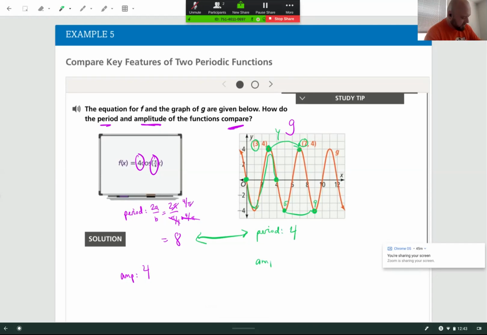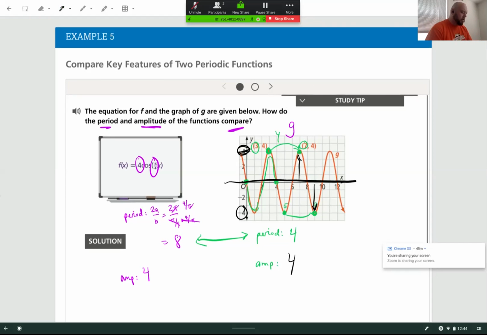And the amplitude of g is how high above or below the axis that we go. So if this is our midline right here through the middle, how far up is this? How far down is this? You can see that these are 4 units above and below, so our amplitude again is 4. They do have the same amplitude. I just didn't draw the arrow to it correctly the first time.